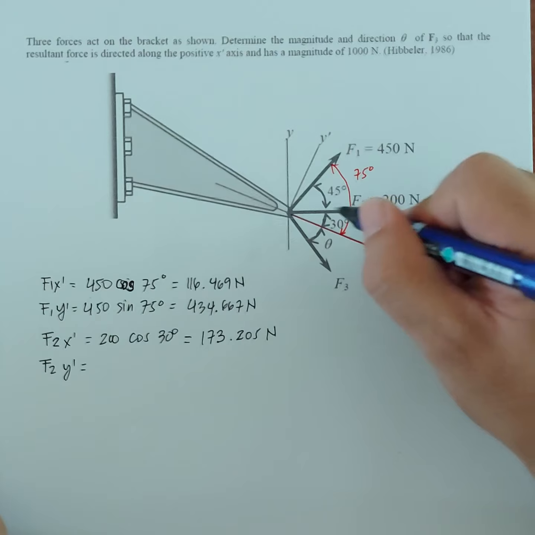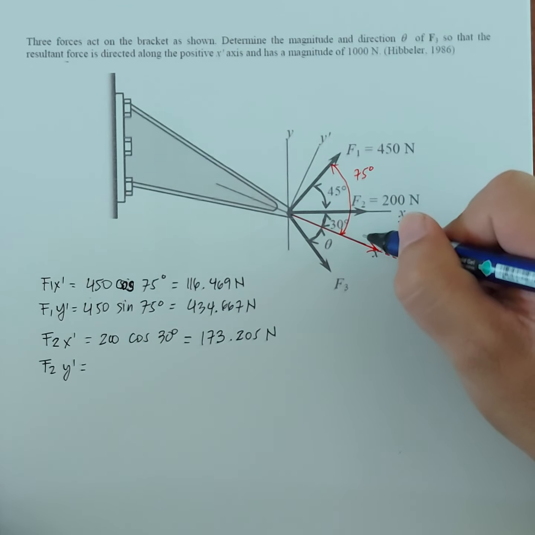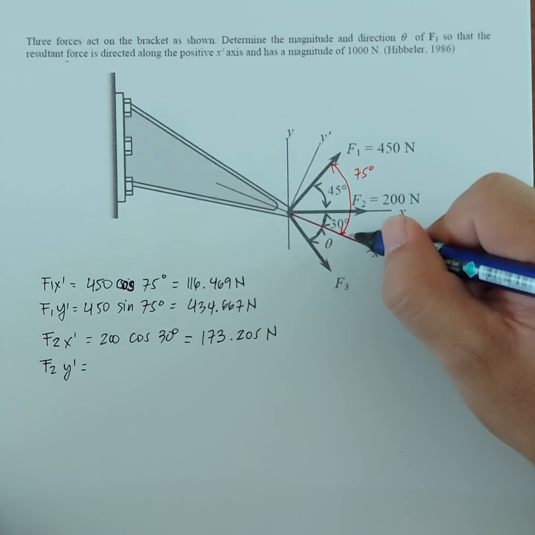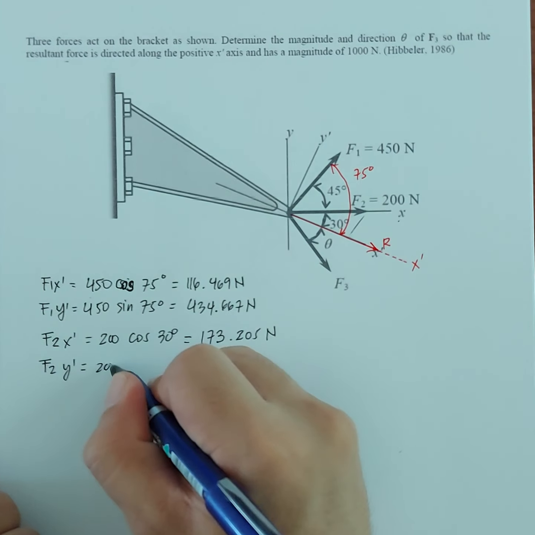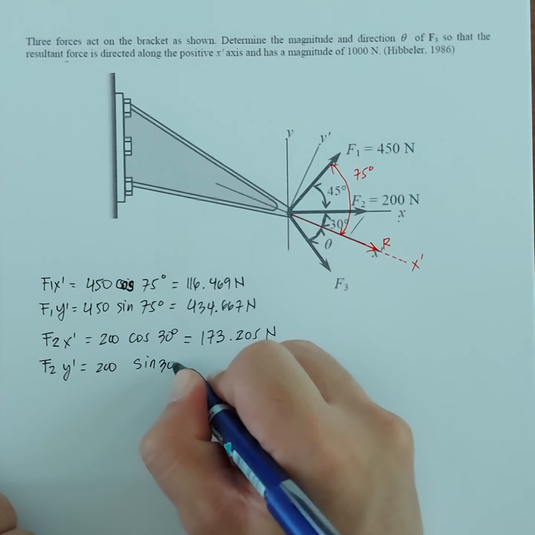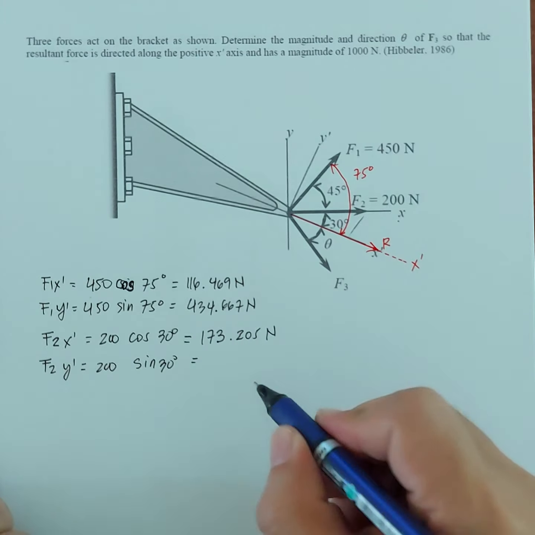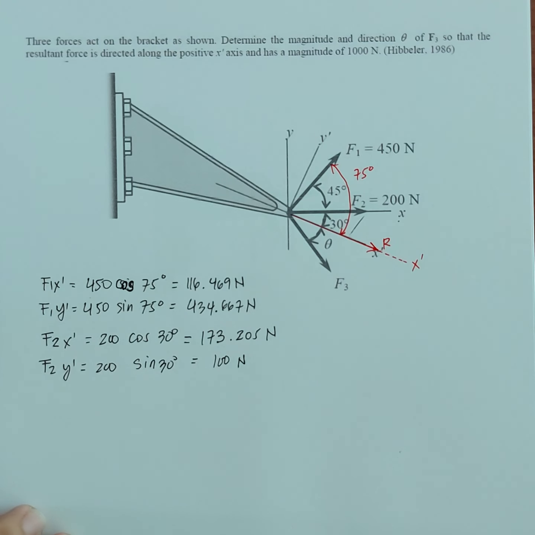And F2 y prime, direction ng F2 y prime, still positive kasi pag ganun yung direction ng F2 y prime. Bali, pag ganun yung direction niya, kapag gumamit tayo ng force triangle, pag ganun yung direction ng F2 y prime. So we have 200 sine of 30 degrees. So that's equivalent to 100 newtons. Okay?